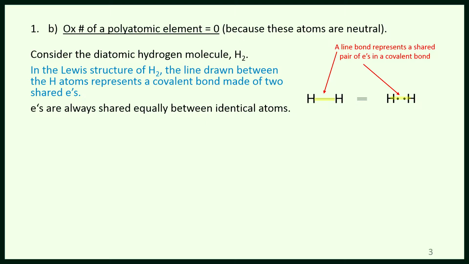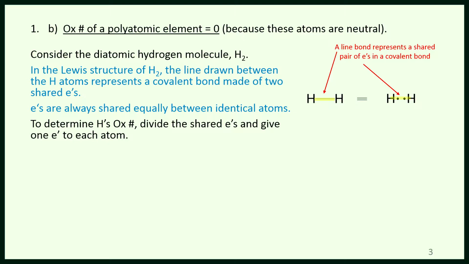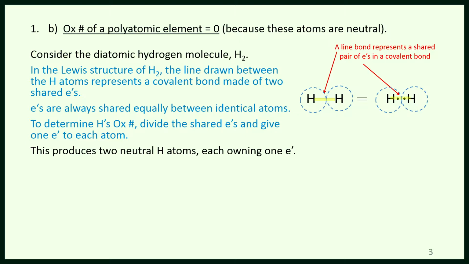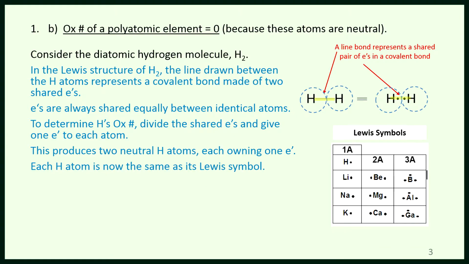Electrons are always shared equally between identical atoms. So to determine hydrogen's oxidation number, we divide the shared electrons, like so, giving 1 electron to each atom. So the hydrogen atom on the left owns, if you will, 1 electron, and the hydrogen atom on the right is assigned also 1 electron. And this produces 2 neutral atoms, each owning 1 electron. Each hydrogen atom is now the same as its Lewis symbol.